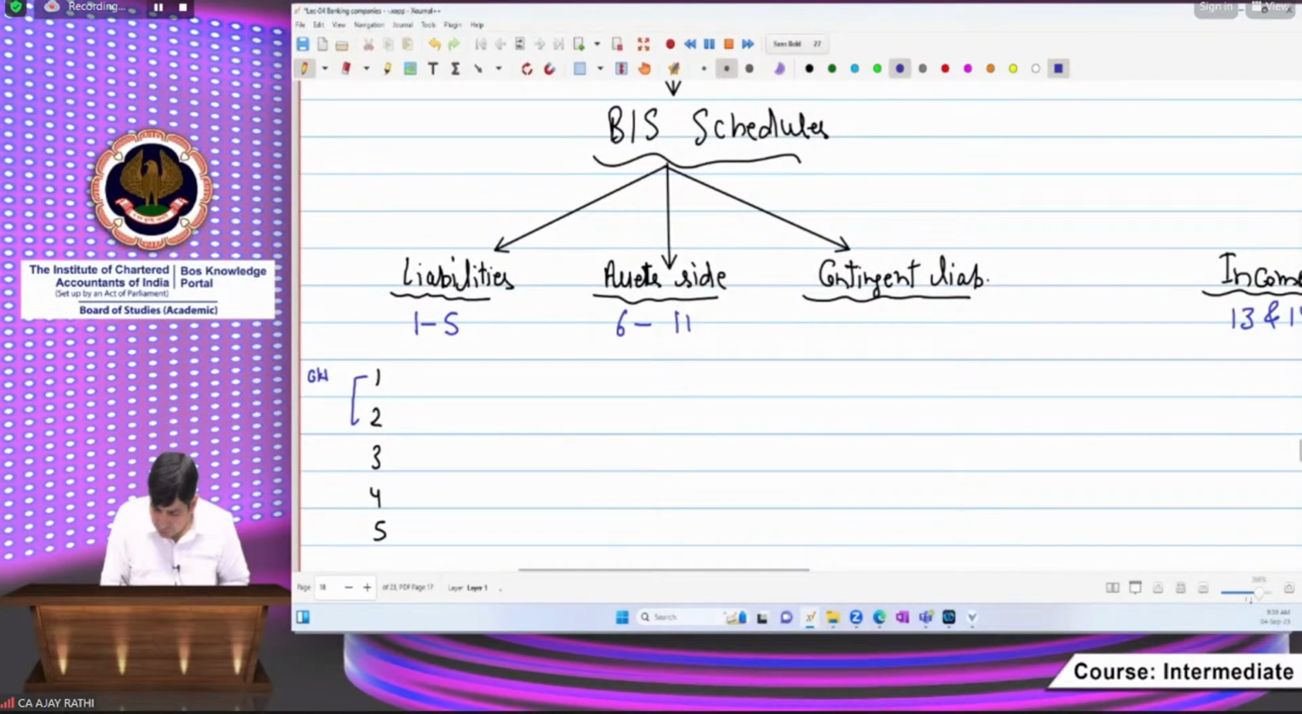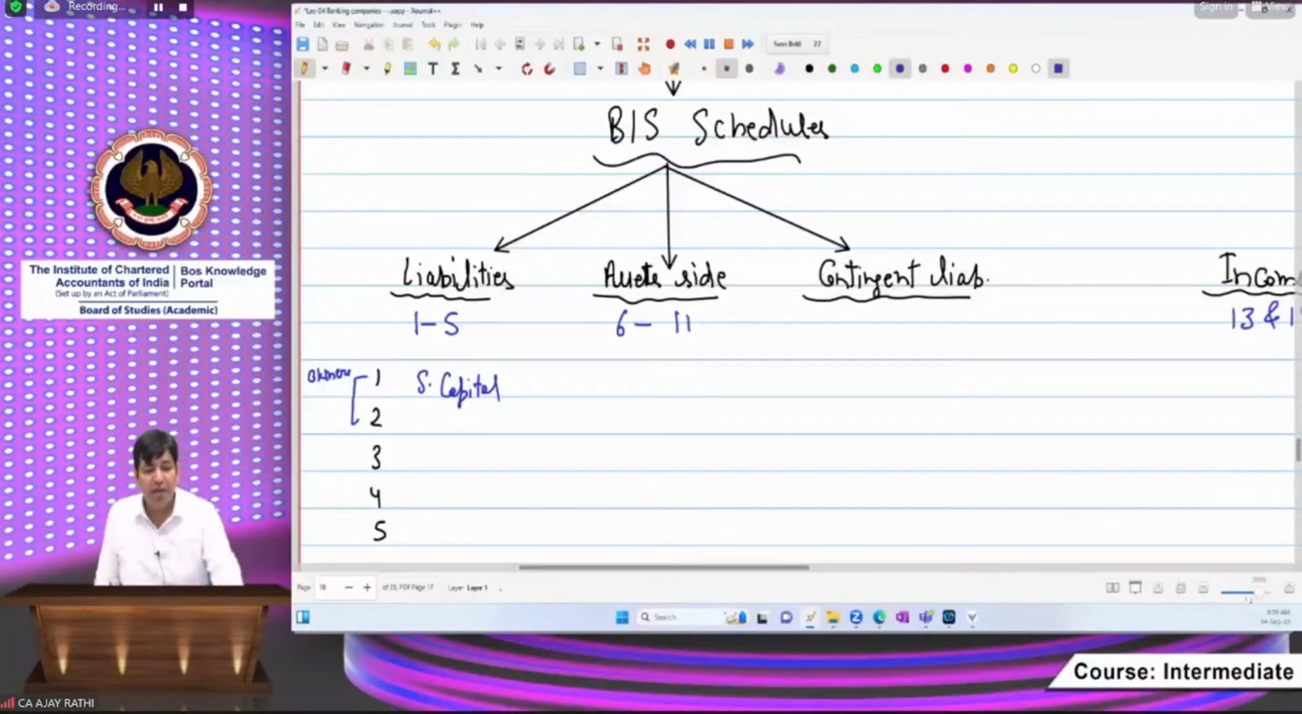Share capital, schedule number 1. Okay, 12 is not for content, beta. There is no schedule number for content. Okay, beta, please skip that. Sorry, 12 number is there. Yes, sorry, 13 number was not for content.